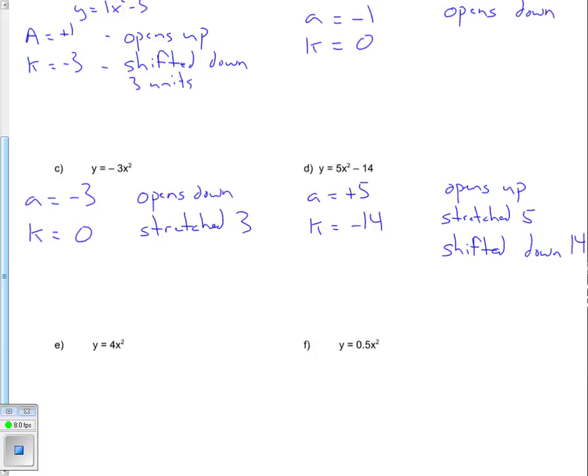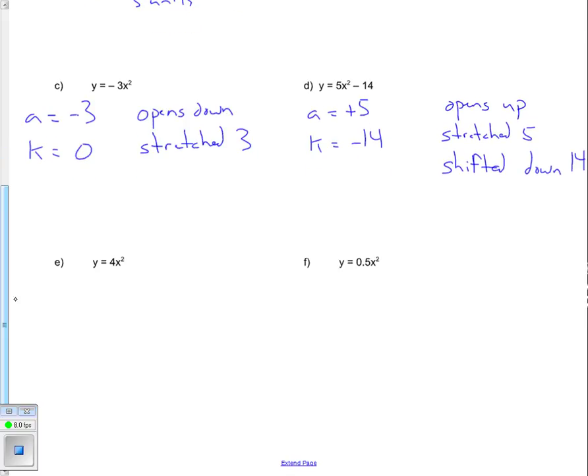If we look at E, again, identify the a and the k value. The a value is positive 4. The k value is 0 because it's not written in there. If it's not written in there, then you could put it in as 0. It's not going to impact the equation at all. Because it's positive 4, it opens up. And it's going to be stretched 4 units. And there's no vertical change, so I'm not going to bother to write anything about a vertical change.